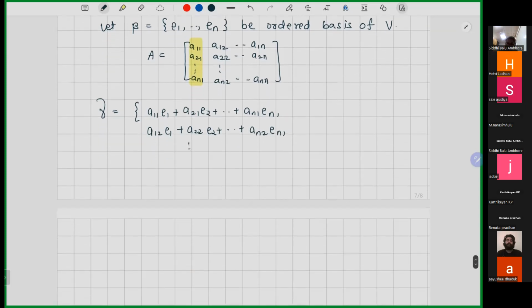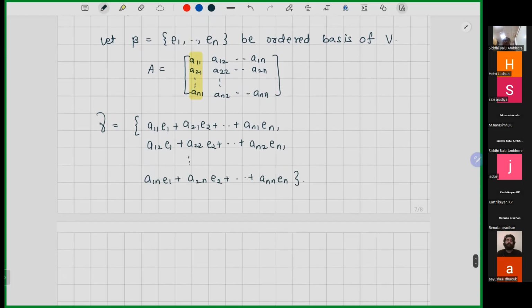If you have any doubt at any step, please ask. Then A1n e1 plus A2n e2 and so on up to Ann en. I have just taken linear combinations of the e_i's. I had chosen beta already, and I am now taking the columns of A as coefficients for e1 to en. So these elements are gamma 1, gamma 2, gamma 3, and gamma n. So gamma has n elements, corresponding to each column of A.